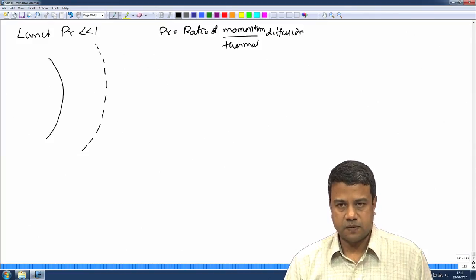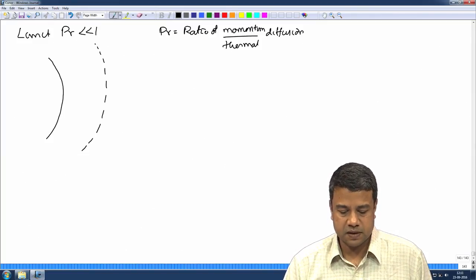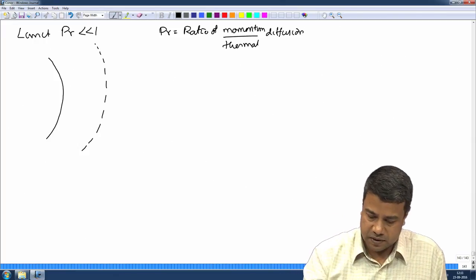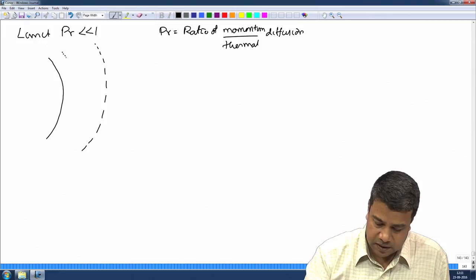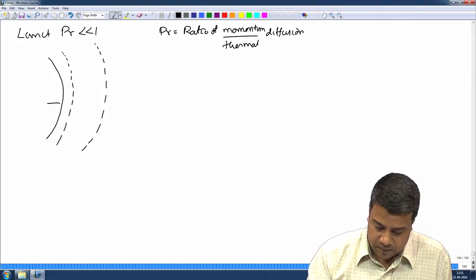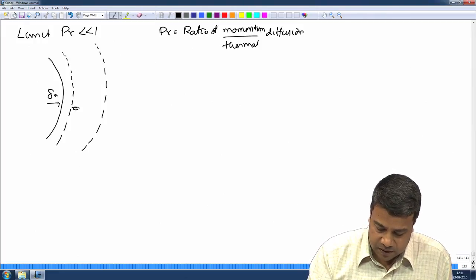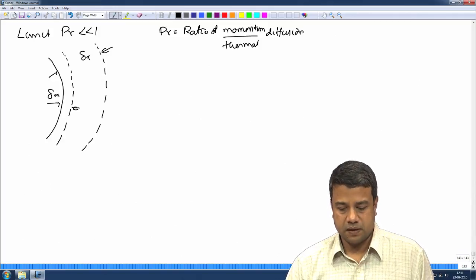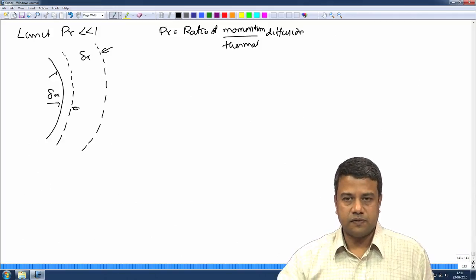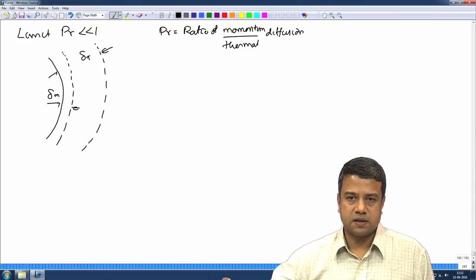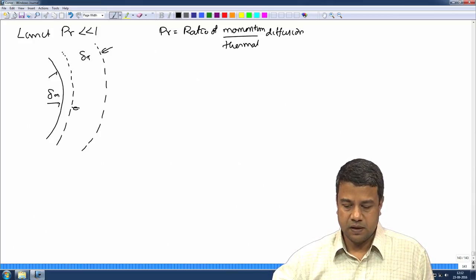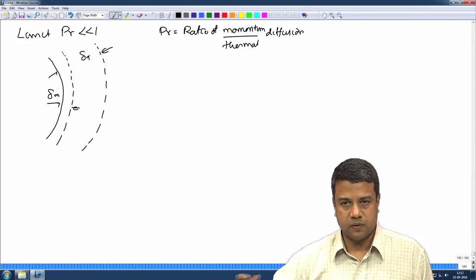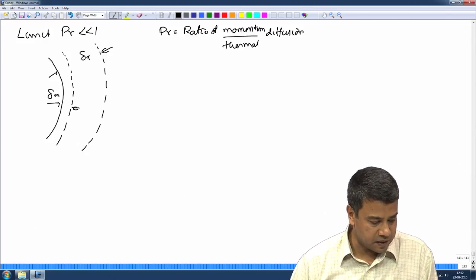When the Prandtl number is small, the momentum diffusion is much smaller than the thermal diffusion. That means that the momentum diffusion is going to be restricted to a thin region. The boundary layer thickness for momentum diffusion is going to be much smaller than the boundary layer thickness for thermal diffusion. So, that is what is meant by low Prandtl number limit. Thermal diffusion occurs over a much larger distance than momentum diffusion, because thermal diffusion is very fast compared to momentum diffusion in the limit of low Prandtl number.